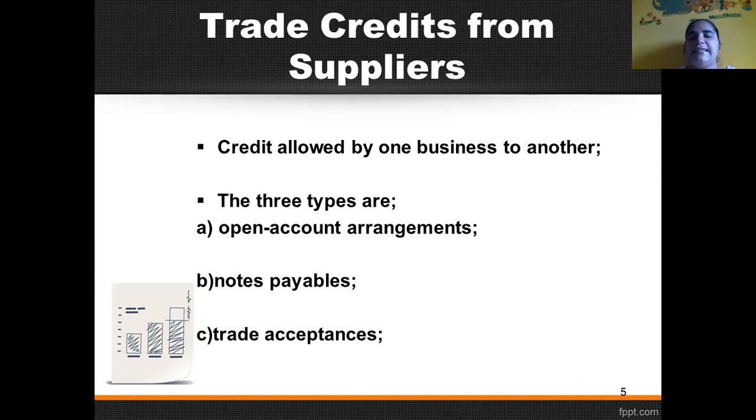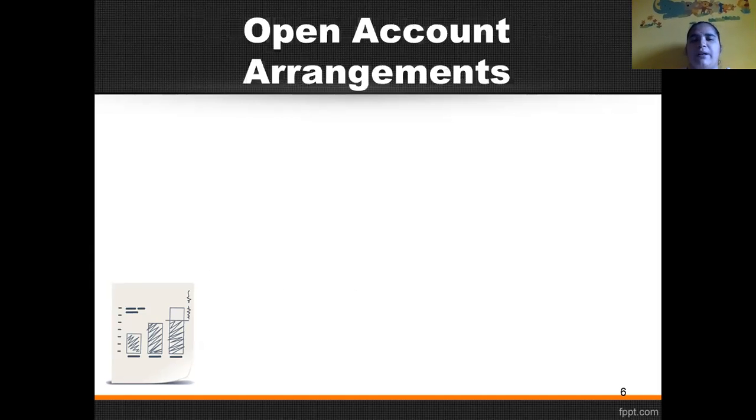In this we have three types: open account arrangement, notes payable, and trade acceptance. So it is merely a simple credit given to you. Say if you're a student having lunch at a mess, every end of the month you are paying. So this is a simple kind of credit, but this is not business to business. It is a personal account with a business. Similarly, if you have a small business, and another small business is giving you credit, it is called trade credit. So we'll discuss what open account arrangements are.